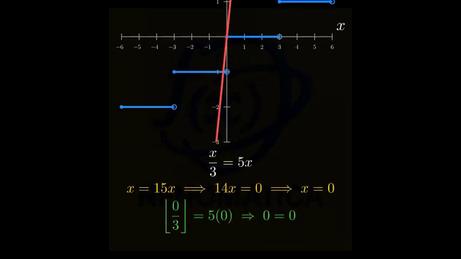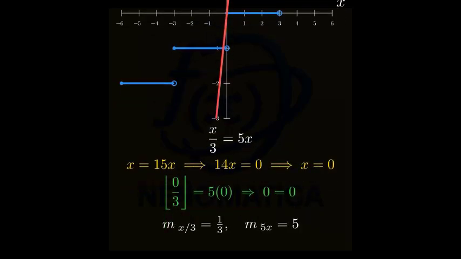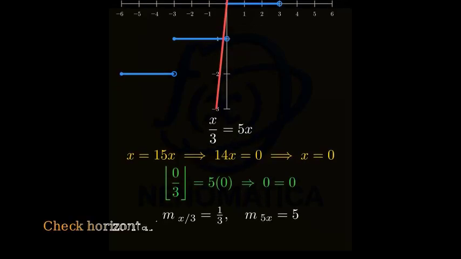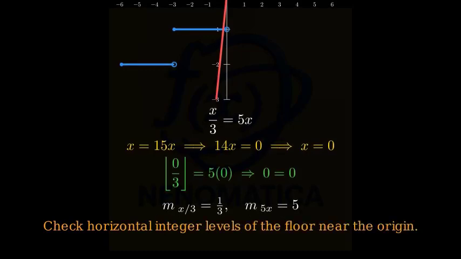Substituting into the original equation gives floor of 0 over 3 equals 0. So 0 equals 0. Valid. Step 2. Compare slopes of the two straight lines we used. The slope of y equals x over 3 is 1/3, while the slope of y equals 5x is 5. Since 5 is much larger than 1/3, a second intersection can occur where the floor function level is an integer horizontal line near the origin.